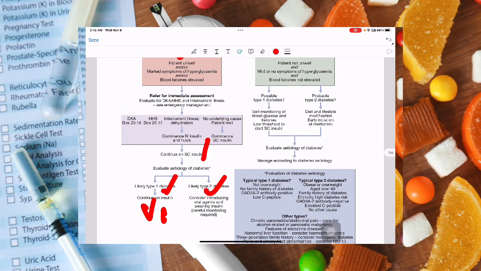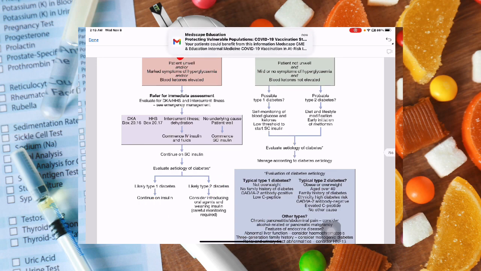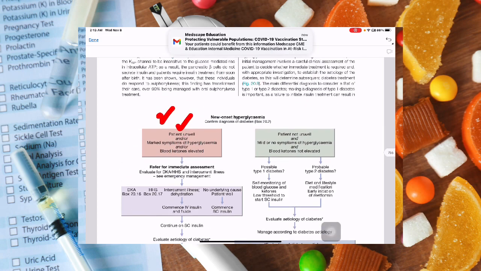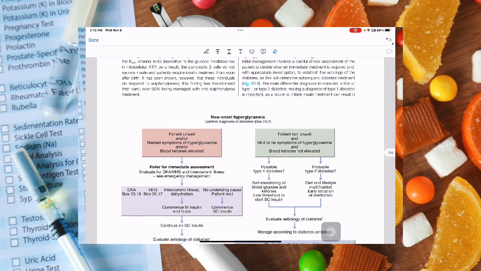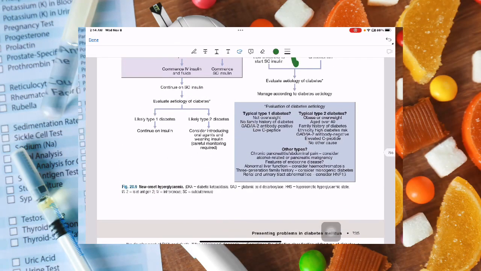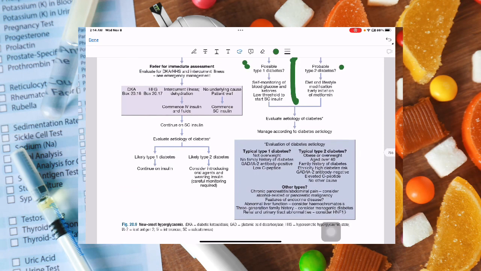Now, the other group is where the patient has hyperglycemia but is not unwell. There are no symptoms or only mild symptoms of hyperglycemia, and this is the green group. Their ketone bodies are not elevated. So we now have to think about the cause of the diabetes: either it is type 1 or type 2, or there are secondary causes of diabetes or hyperglycemia.